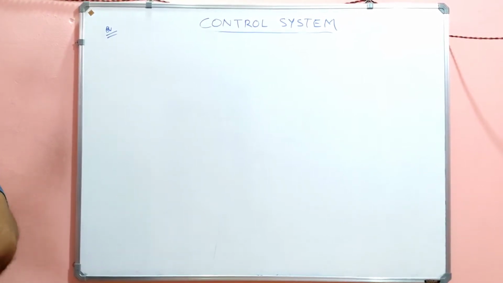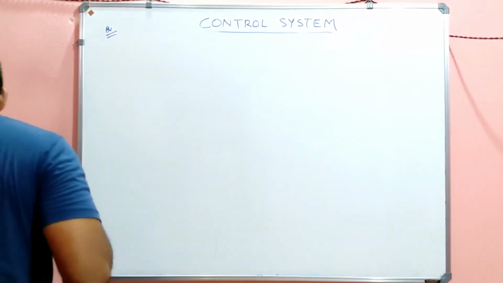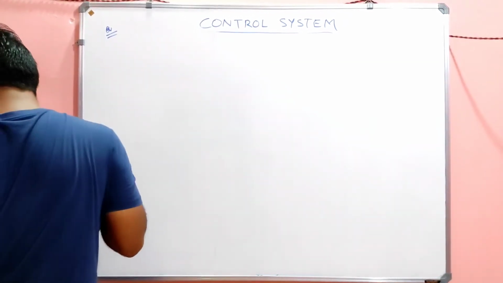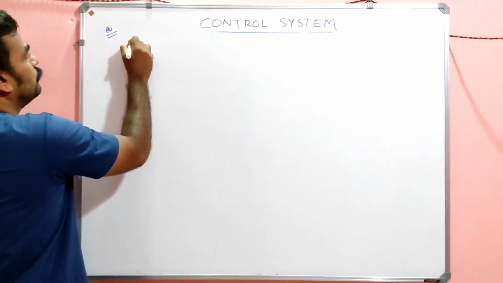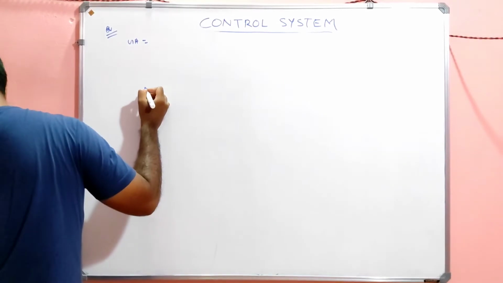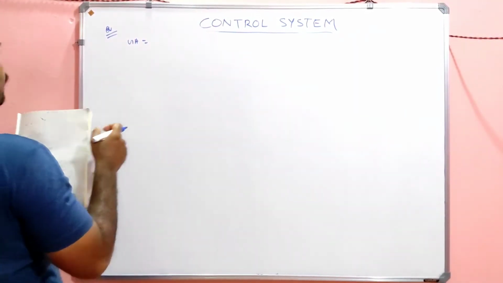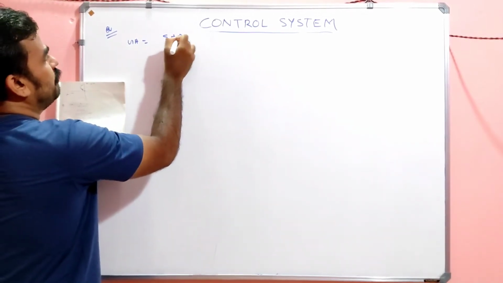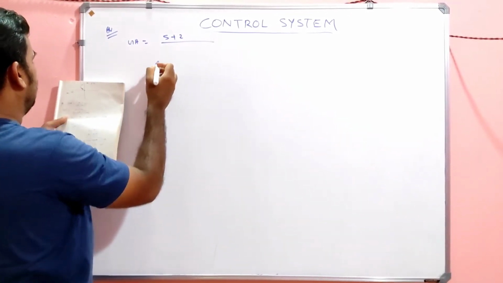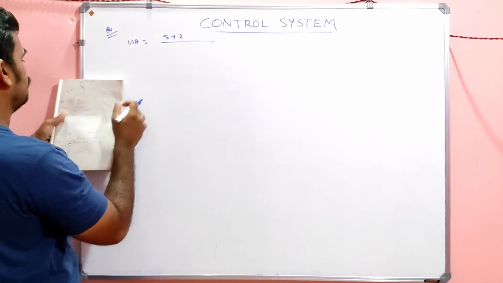Anyway, write the next question. GH will be equal to S plus 2 divided by S cubed into S plus 1.